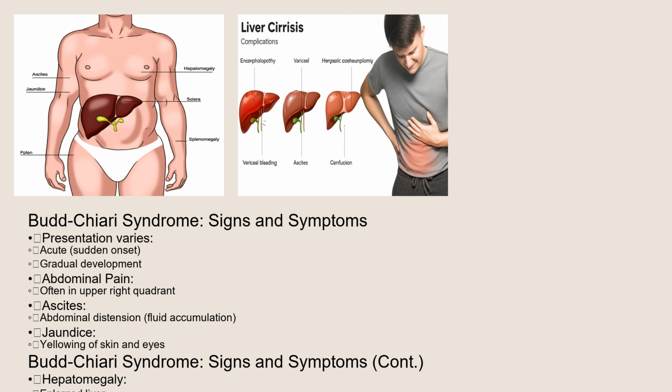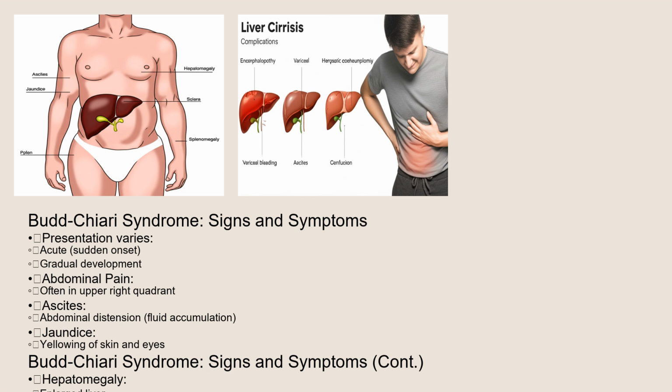The signs and symptoms of Budd-Chiari syndrome can vary depending on the severity and speed of onset. Some individuals may experience a sudden, acute presentation, while others may develop symptoms gradually over time. Common symptoms include abdominal pain, often in the upper right quadrant where the liver is located. The abdomen may also become distended due to ascites, the accumulation of fluid. Patients may experience jaundice, a yellowing of the skin and eyes, due to the liver's inability to process bilirubin properly.